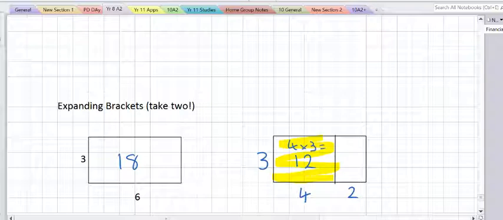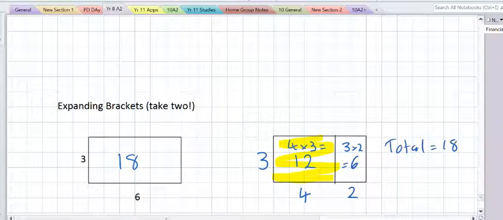And what about the rectangle on the right? The 6. And we get it from 3 times 2 equals 6. And if we add the areas together, we still get a total of 18. Which is what we'd expect, because it's the same size rectangle. We've just split that 6 into 4 and 2. Okay.